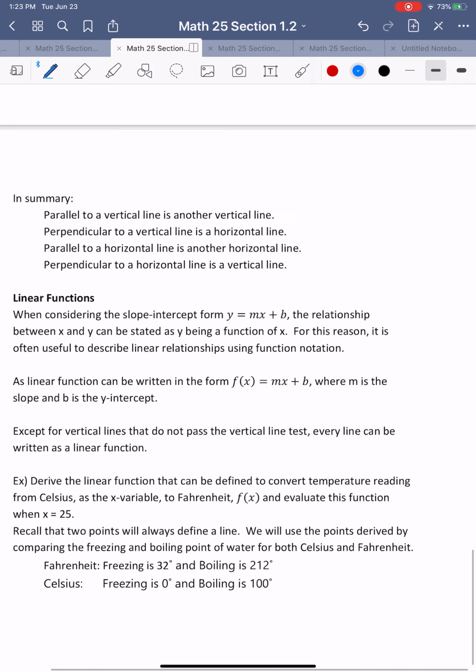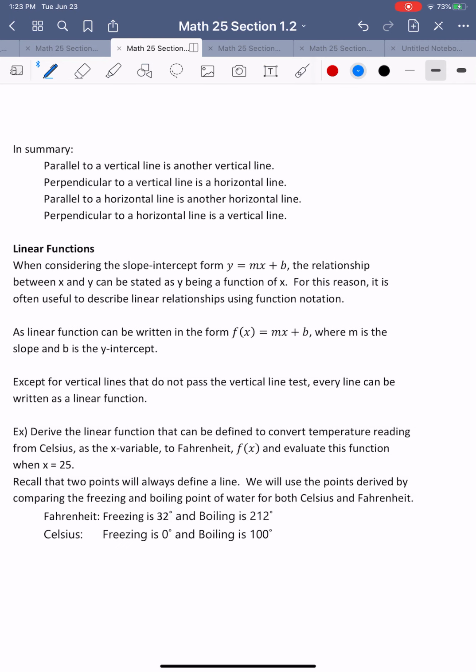Okay. So in summary, parallel to a vertical line is another vertical line, and perpendicular to a vertical line is a horizontal line. Parallel to a horizontal line is another horizontal line, and perpendicular to a horizontal line is a vertical line. Linear function.